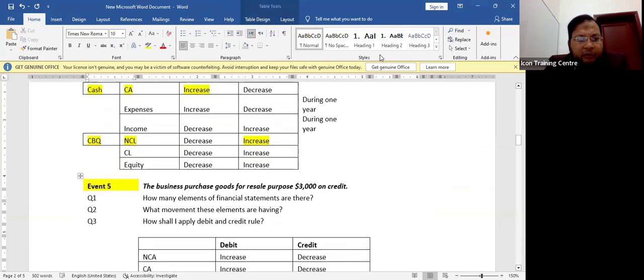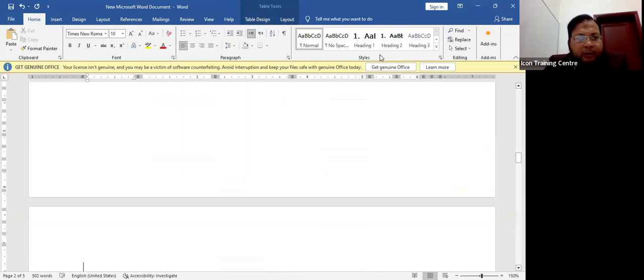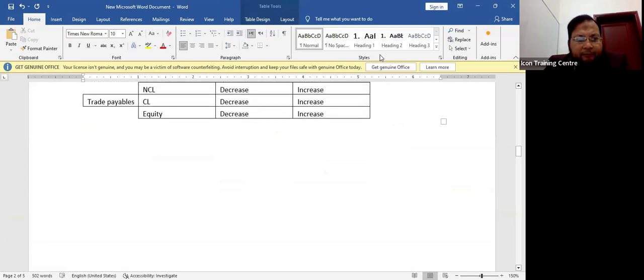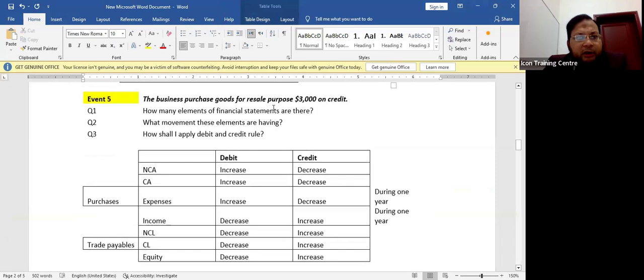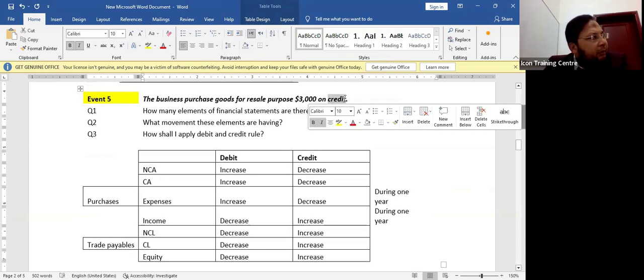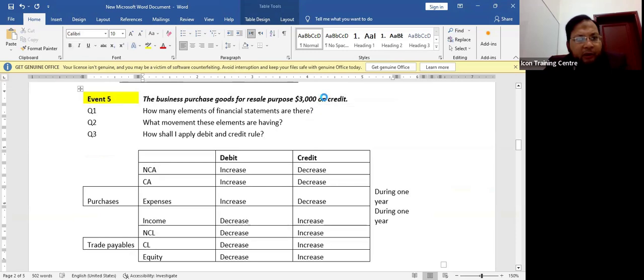Now we have event 5. This is very important. It says the business purchased goods for resale purpose, 3,000 on credit. Now when we say on credit, it means we are not paying cash. We are not making payment. So if we are not making payment, it means our cash asset will not get affected, right? So here we are purchasing goods for resale purpose. When we purchase goods for resale purpose, it will become our expense.